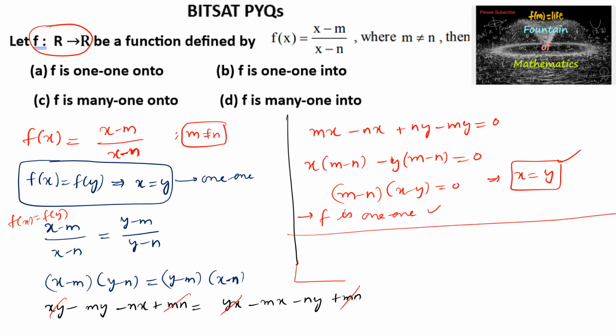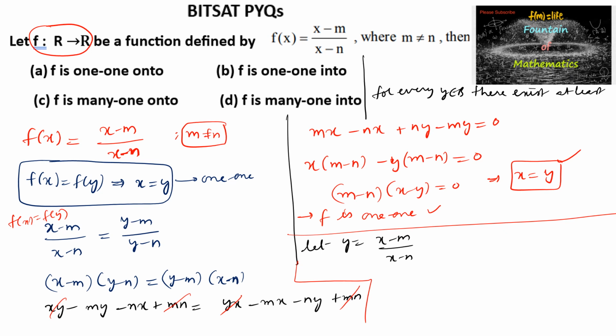Now to check for onto, let y is equal to (x minus m) upon (x minus n), and the onto definition says that for every y belongs to B, there exists at least one x belongs to A such that f of x is equal to y. So this is the definition for onto. So let f of x is equal to y.